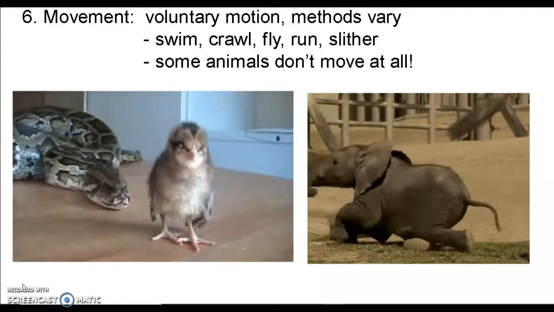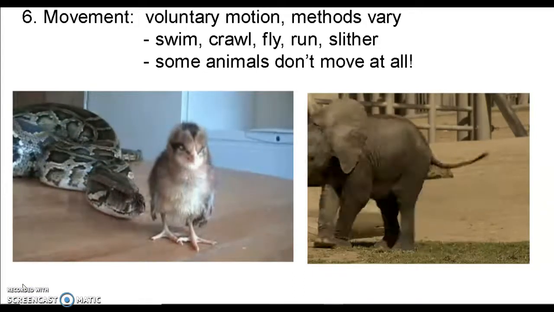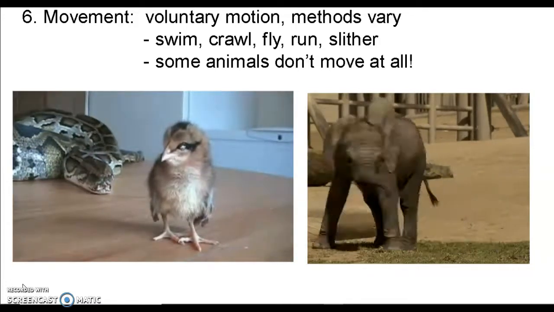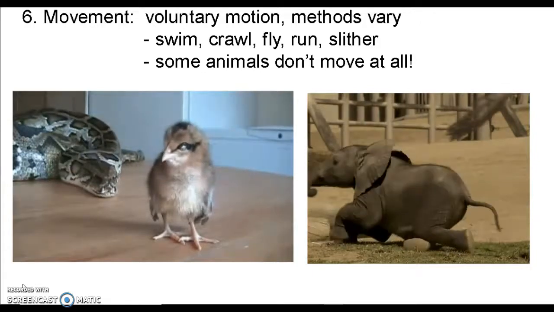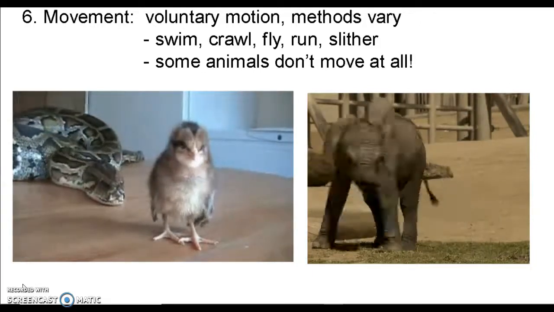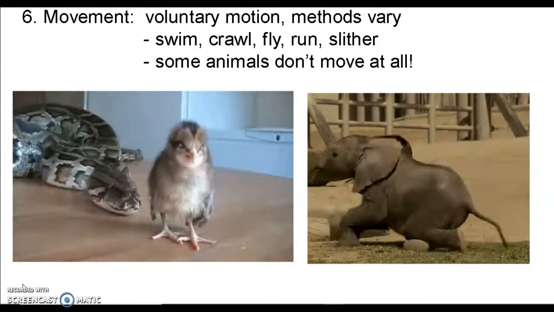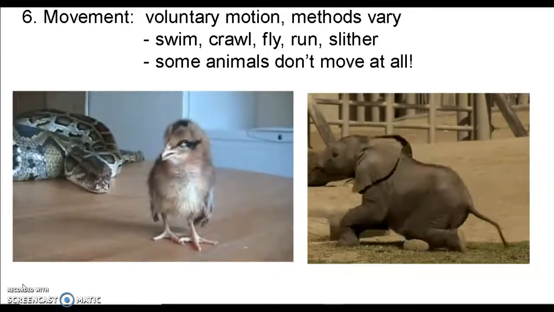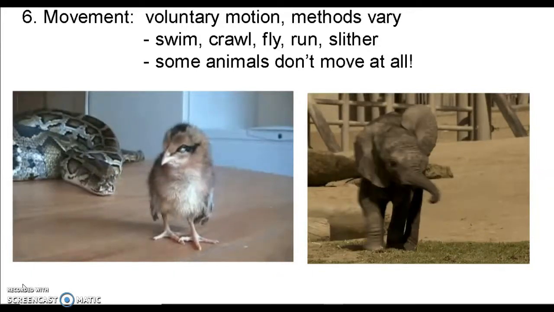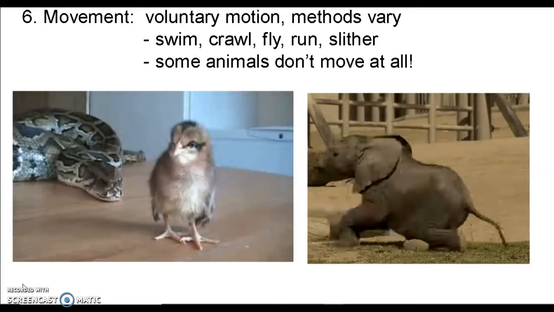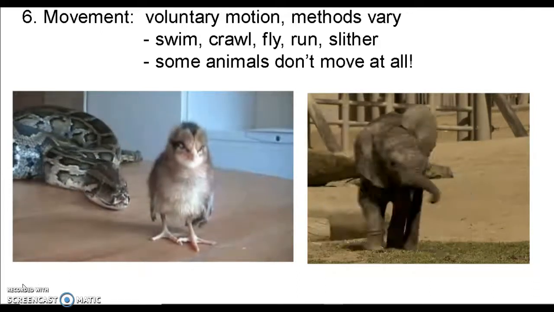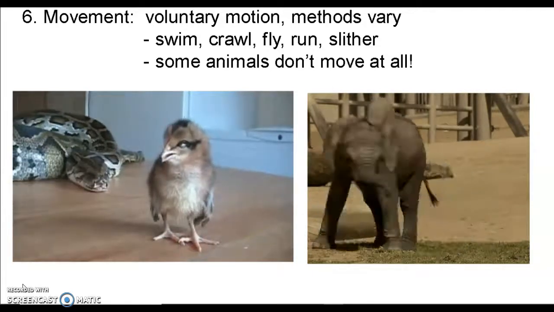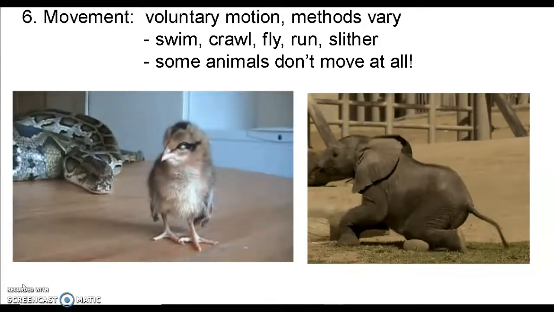Next is movement. Many animals are able to do some type of movement. And that movement is usually voluntary, meaning that they decide when and where they are moving. And this could be swimming, crawling, flying, running, slithering. Some animals don't move at all. These are things like sea sponges and another type of animal called the hydra that is very similar to a jellyfish. They are sessile, meaning that they are unable to move.